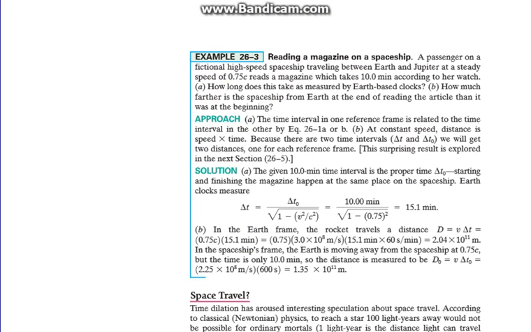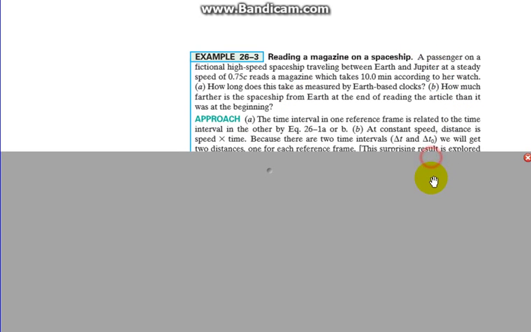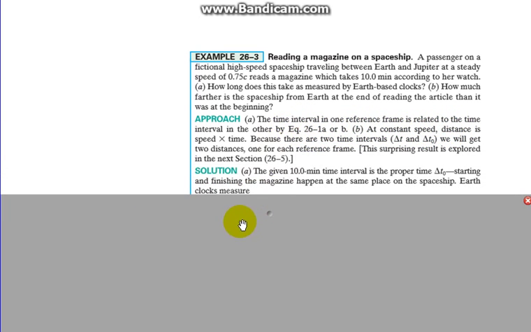Another example here, reading a magazine on a ship. A passenger on a fictional high-speed spaceship traveling between Earth and Jupiter at a steady speed of 0.75 c reads a magazine which takes 10 minutes according to her watch. How long does it look like if Earth was watching that happen? How much farther is the spaceship from Earth at the end of reading the article than it was at the beginning? So the time interval in one reference frame related to the other uses that other equation, and then of course we'll solve that.